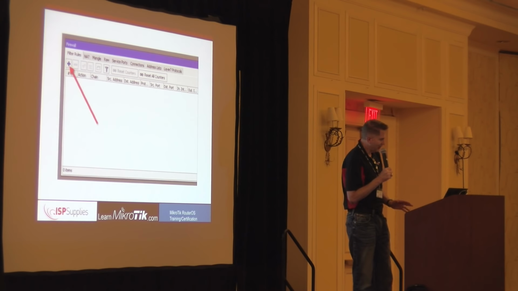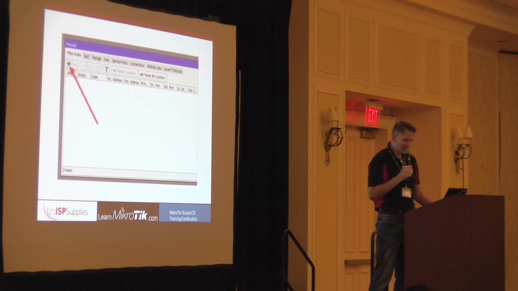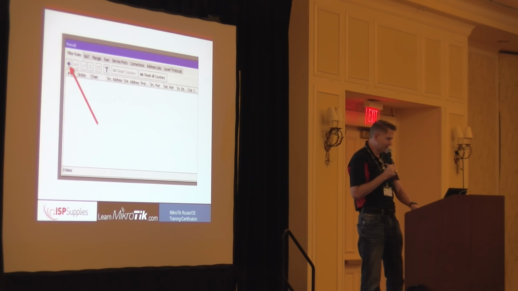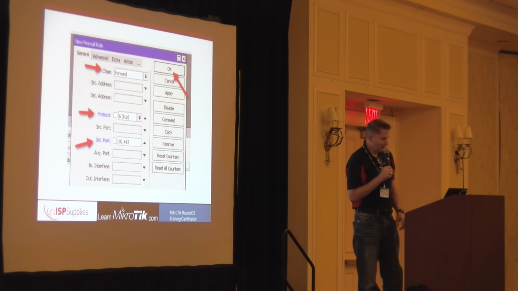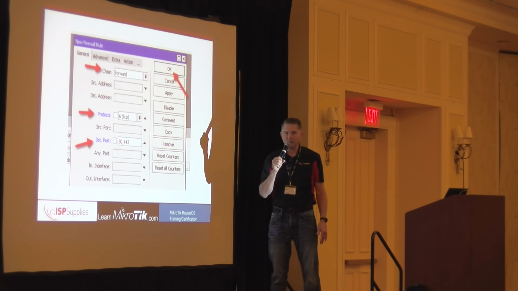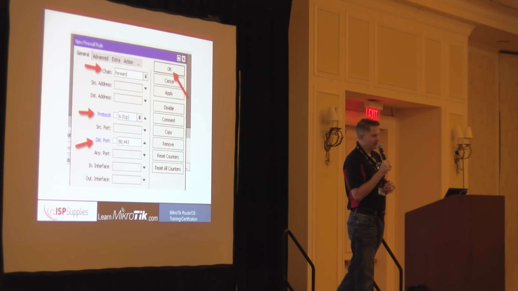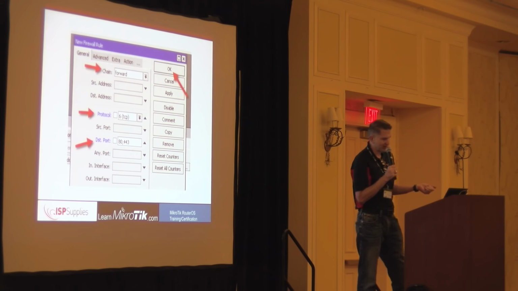In this case, we're not going to manipulate YouTube by speeding it up, slowing it down. We're just going to drop it so people think it's broken. So we create a new filter rule. We're going to put this in the forward chain. If you remember, the forward chain is all traffic with a destination IP address that is not local to the router. So basically traffic we're forwarding from interface to interface.